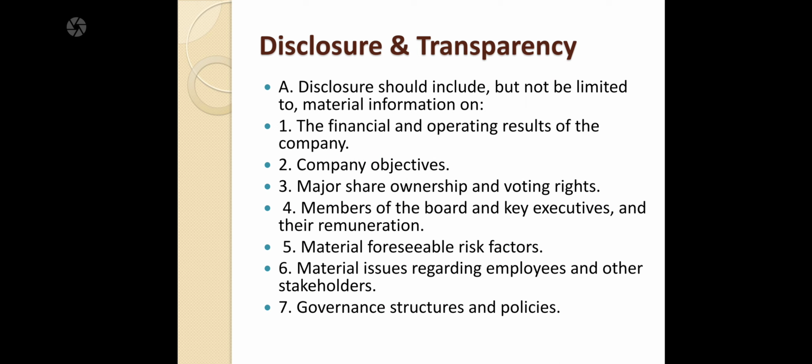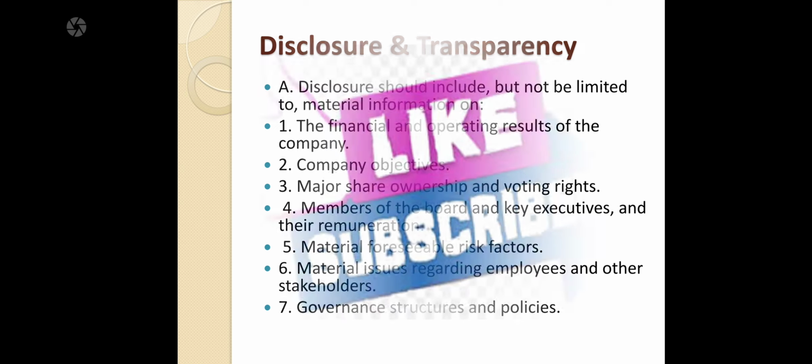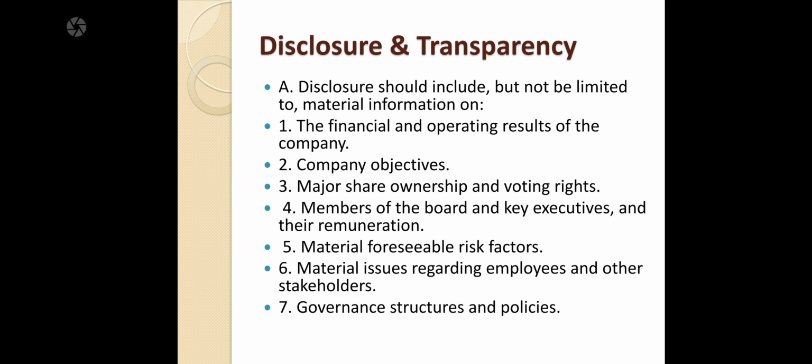And what will be considered under disclosure and transparency: every company should disclose its financial and operating results, and the company's objectives. Then the ownership pattern and voting rights are very important, because if you are very transparent and disclose to the general public, it will benefit the organization, since shareholders will trust your organization. Then members of the board and key executive remunerations: how many members there are, what the key executive role is, and how we are going to pay the remunerations. Then risk factors, governance structures and policies. And apart from that, employee and other stakeholder relations, or any issues related to the organization or employees.